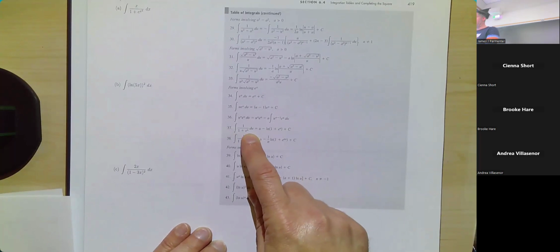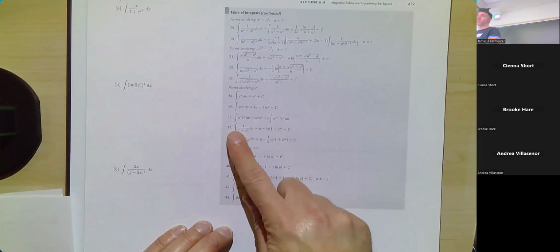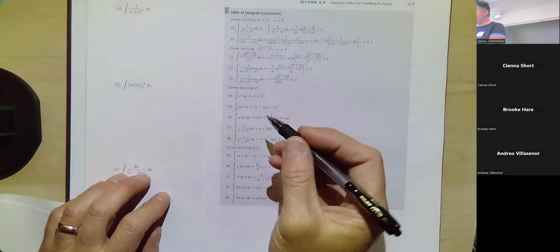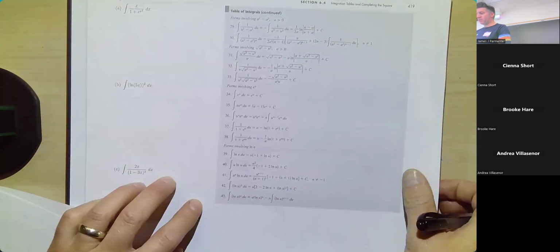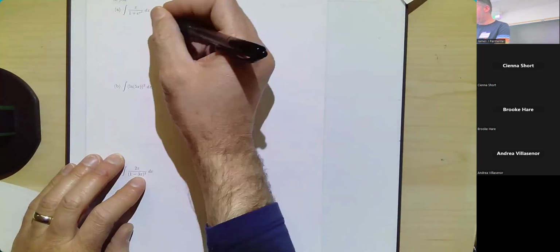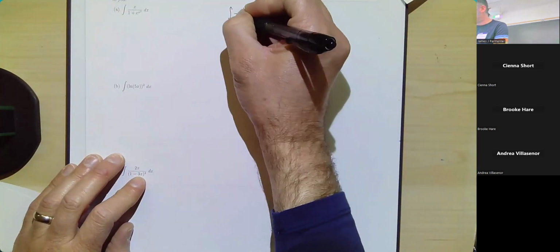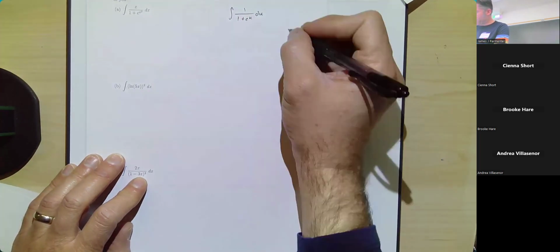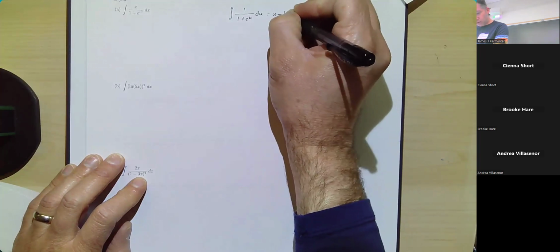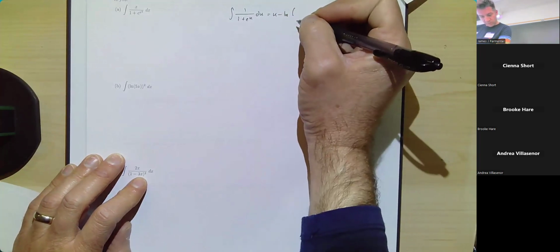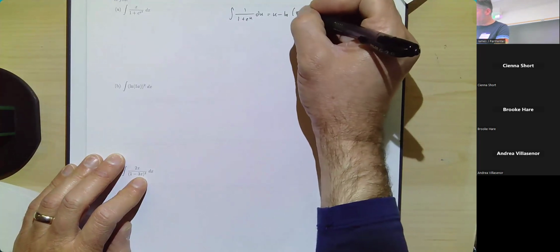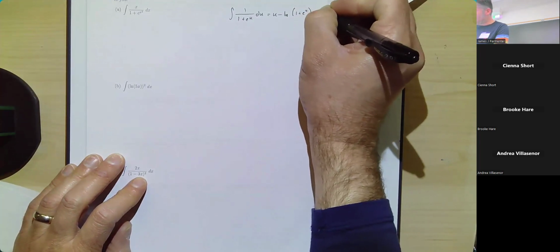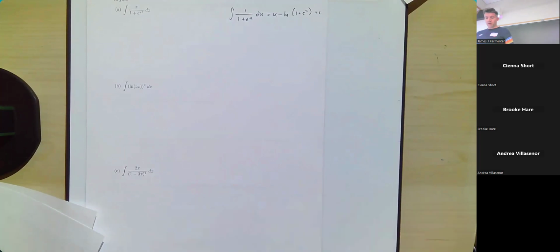That looks plausible. So this one's going to require a u sub before I can use this formula. Here's how I would do this. I want to be able to use the formula. I'm just going to write down here that the integral of 1 over 1 plus e to the u is equal to u minus the natural log of 1 plus e to the u plus c. So what I'm going to do here is make the u substitution.